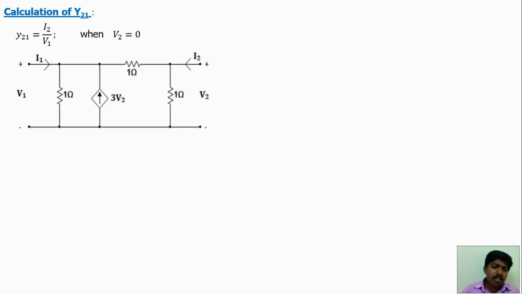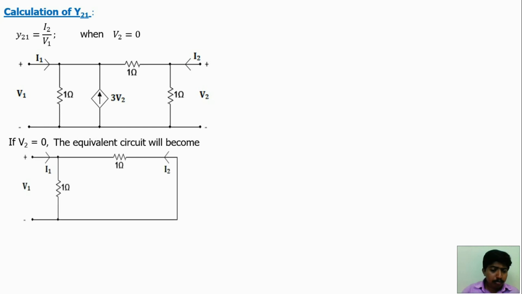This is the given circuit. If V2 is equal to 0, the current source will act as open. Then the voltage at the terminal V2 is 0, so this is shorted. So the resultant circuit will become like this. We already discussed this previously. If it is shorted, this shorted terminal with 0 resistance is parallel with 1 ohm, so the resultant we will get is 0 ohm. This 3V2 source will be open.